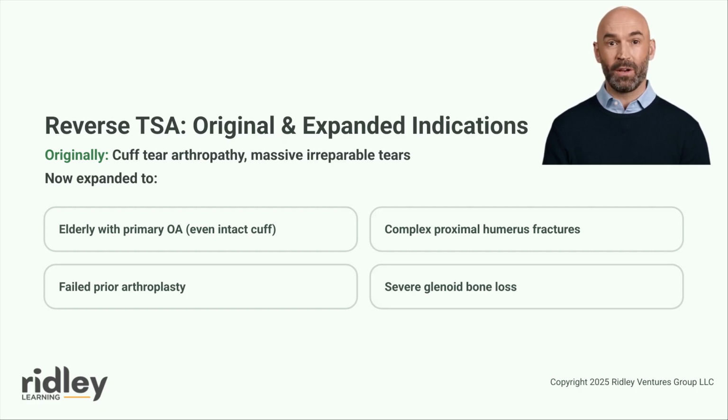cuff function. Over the past decade, indications for reverse arthroplasty have expanded dramatically beyond rotator cuff pathology to include elderly patients with primary osteoarthritis and an intact rotator cuff, complex proximal humerus fractures, failed prior arthroplasty, and cases of severe glenoid bone loss or eccentric wear.